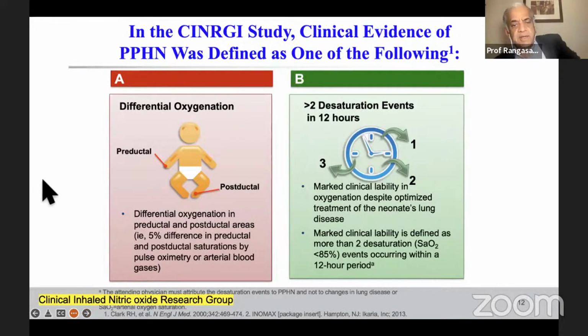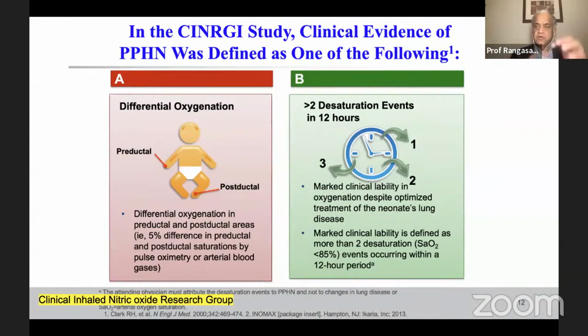In the SYNERGY study, a clinical inhaled nitric oxide research group study published by Rees-Clark et al., how do they define it? They also said that if there is pre-ductal, post-ductal differential oxygenation, some books say, or some people will say, a difference of 5%, some use 10%, between pre and post. Again, if there is a difference between pre and post, you can say there is pulmonary hypertension, or there is a right to left shunt, mainly through the PDA.